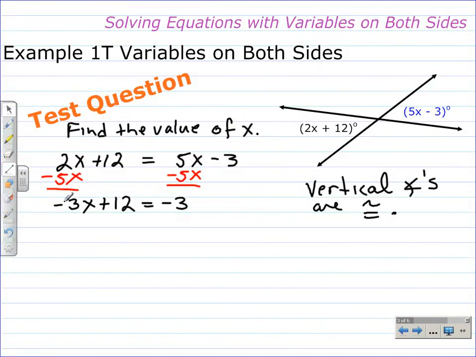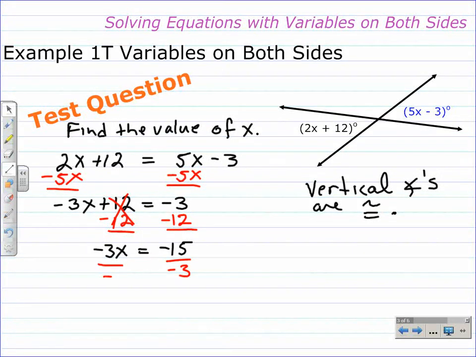So we have the two-step equation, negative 3x plus 12 is equal to negative 3. Next, we subtract 12 from both sides using the subtraction property of equality. 12 and negative 12 are opposites, so they become 0, leaving negative 3x on the left of the equal sign. And on the right of the equal sign, negative 3 take away 12 is negative 15. We finish this up by dividing each side by negative 3, the coefficient of the x.